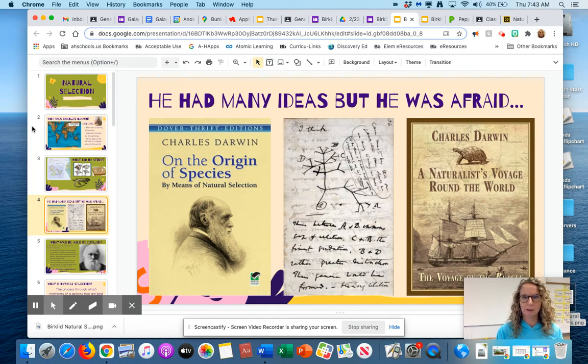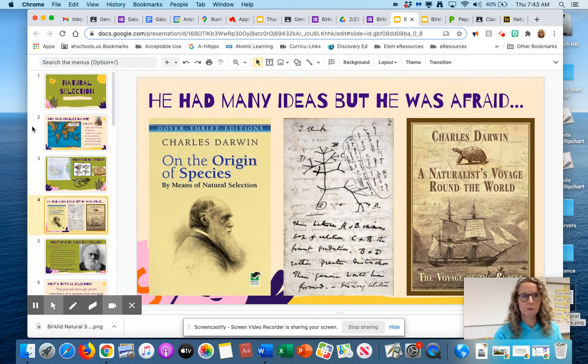He had many ideas, and like they said in the video, he was kind of afraid to publish them because it went against the teachings of what was going on in the world right then. It was radical thought, and he really just wanted to preserve and protect his family and their position and all of that. So it was kind of hard for him.